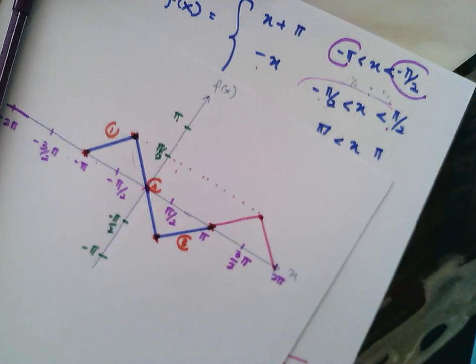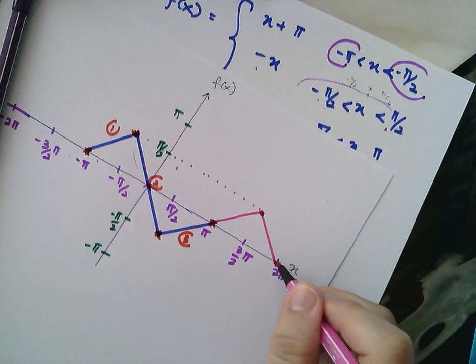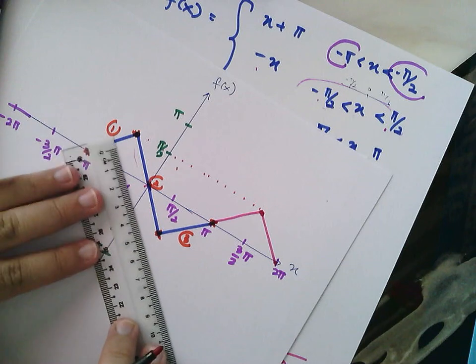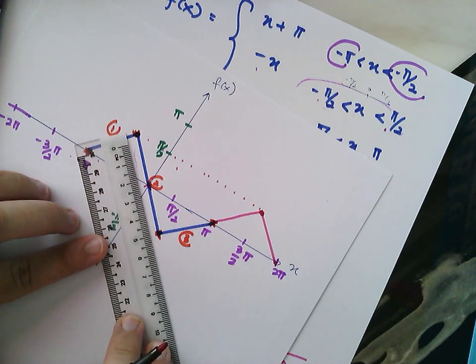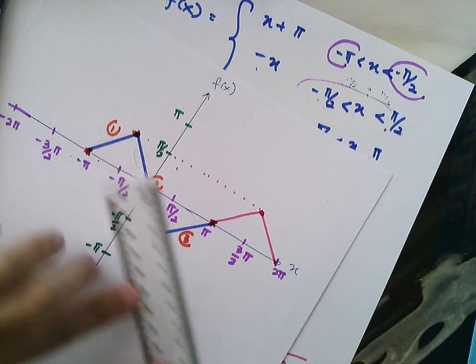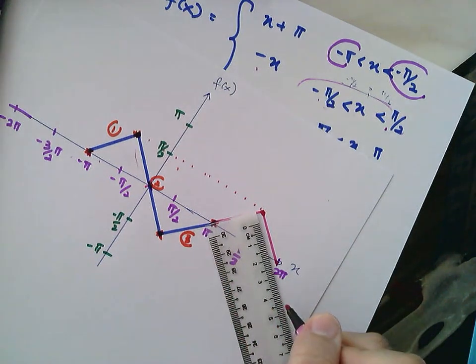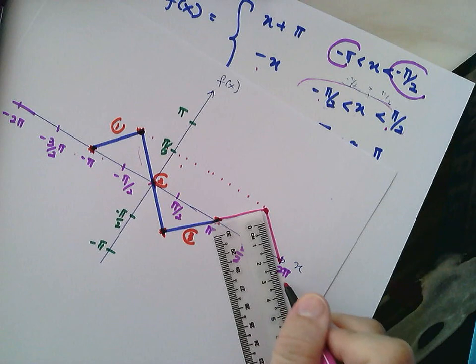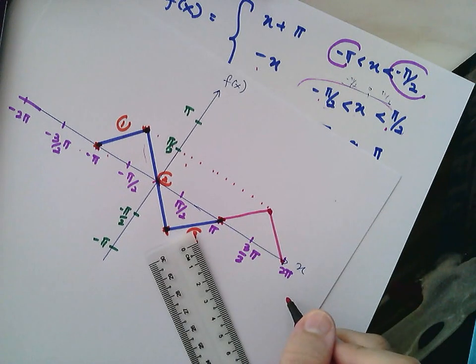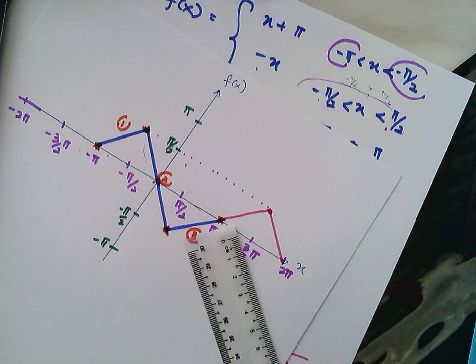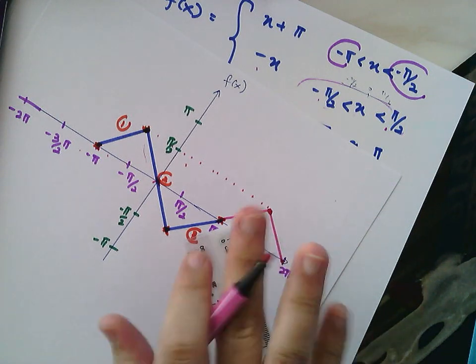Okay, why didn't I continue? Because if I continue the straight line, this one straight line here, if I continue here, this one will approach more than 2 pi, so that's why we stop here. Okay, so now we're done with the right hand side.